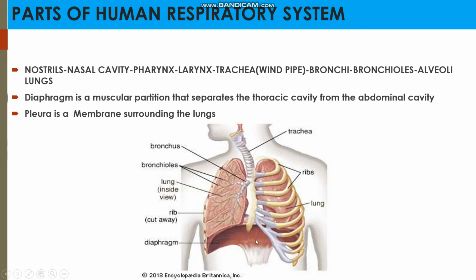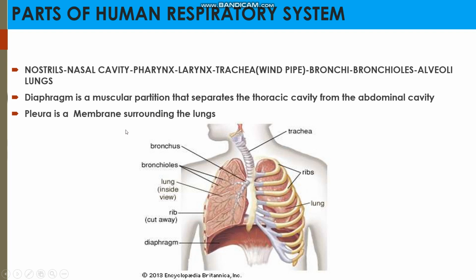Here you can see a muscular partition that is called the diaphragm. Diaphragm is a muscular partition that separates the thoracic cavity from the abdominal cavity. So diaphragm is a muscle, and that separates the upper chest cavity from the lower abdominal cavity. Also you can see the lungs are surrounded by a membrane called pleura. So these are the parts of human respiratory system.